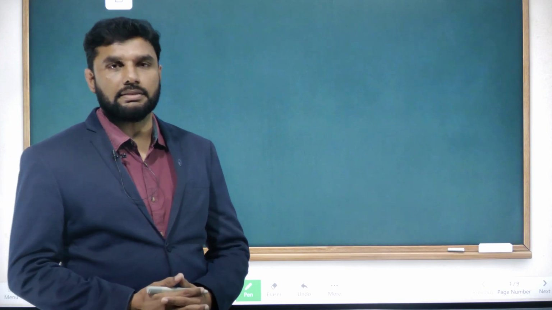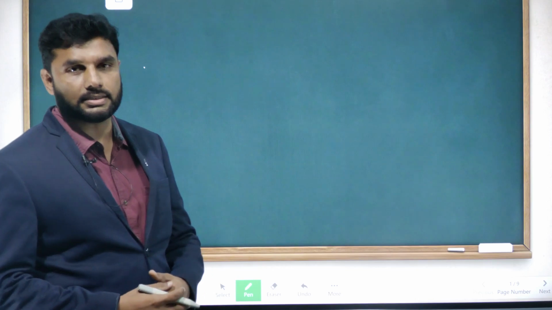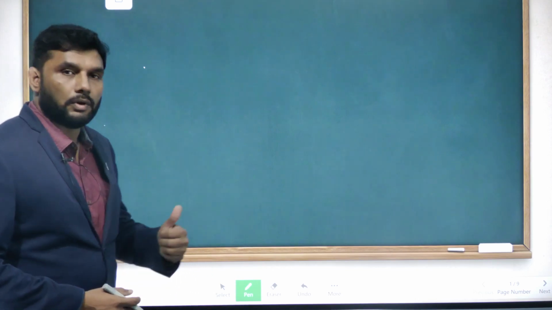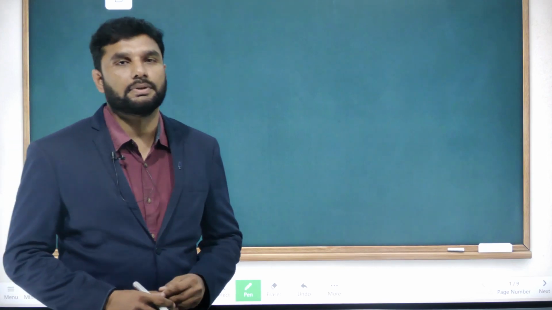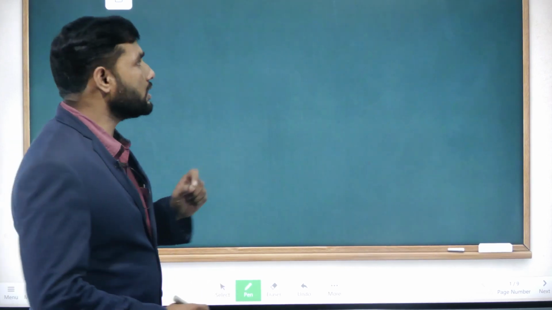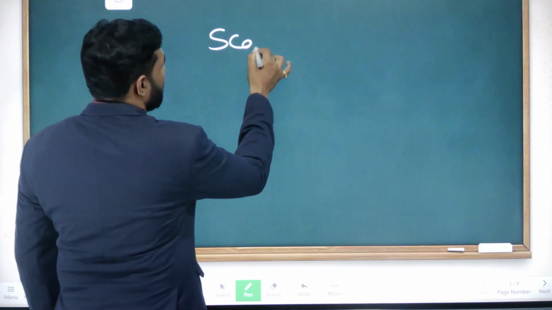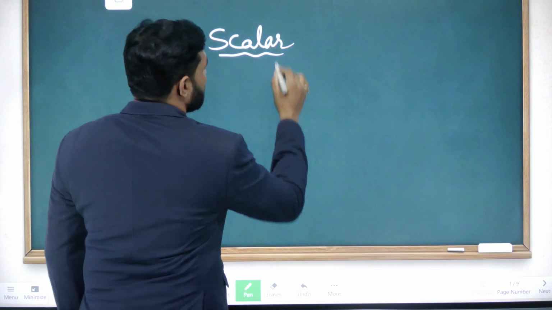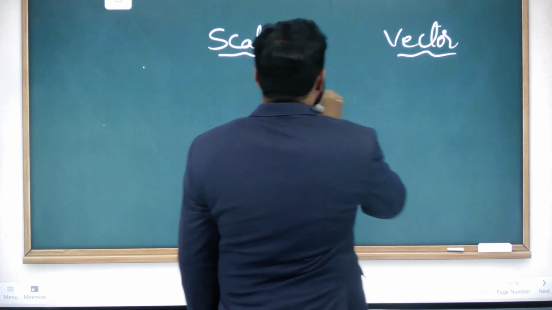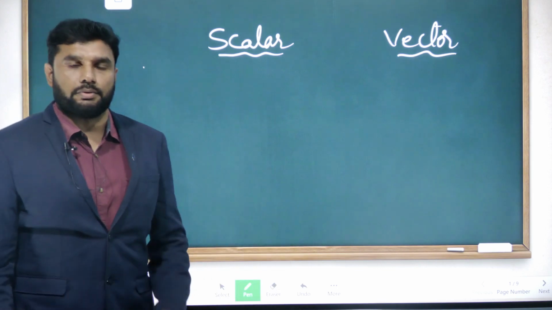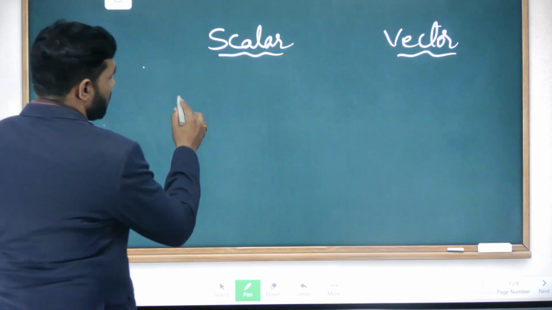I have nearly 16 years of experience. Okay, today I am going to start vectors. We already know the basic differences between vectors and scalars. So what are vectors and scalars? Scalars are physical quantities. Even a vector is also a physical quantity, but the physical quantity which has only magnitude is known as a scalar quantity.